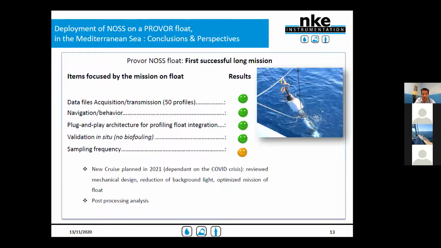So we plan a new cruise in 2021. We hope it's possible, depending on the COVID crisis. And during the new cruise, we will review the mechanical design and reduce the background light. And of course, we will optimize the emission of the float. The second point concerns the post-processing analysis.